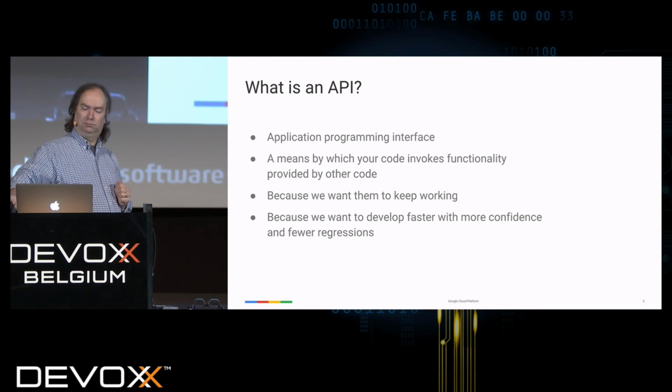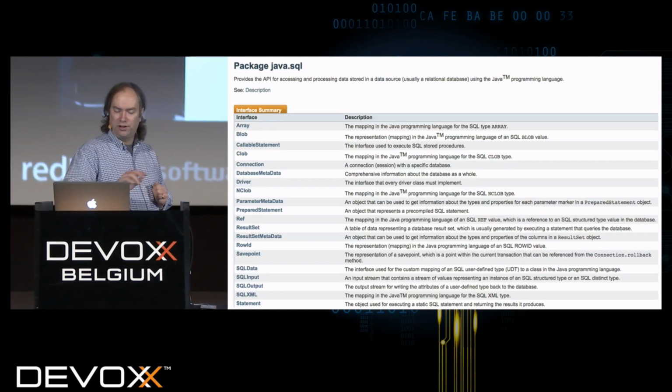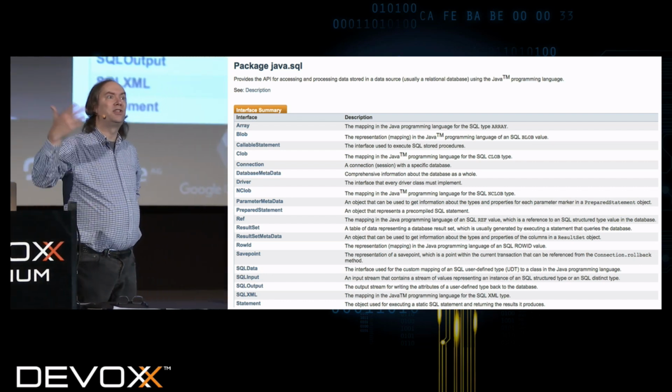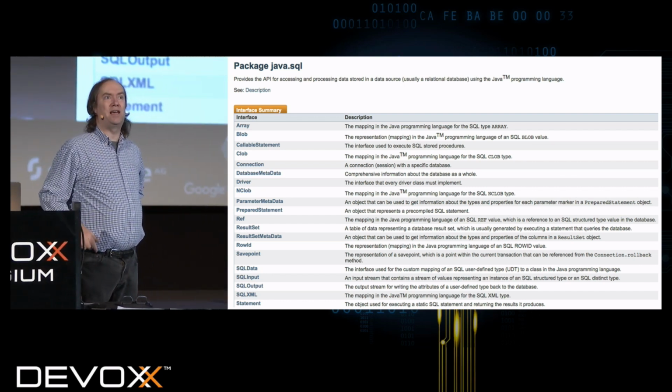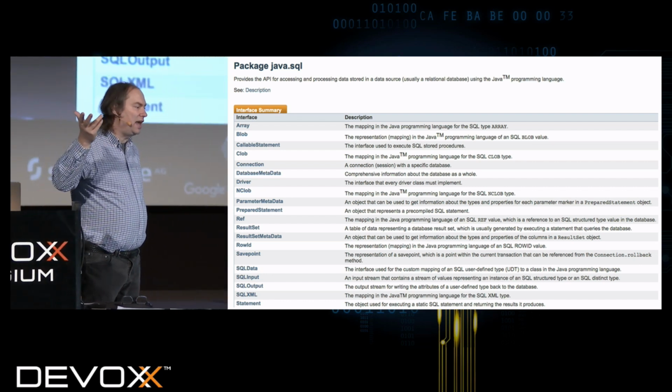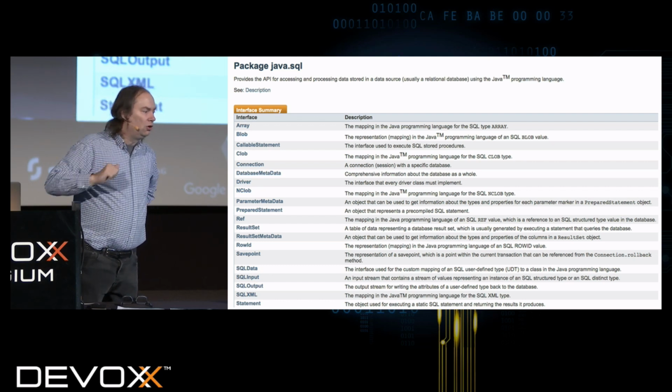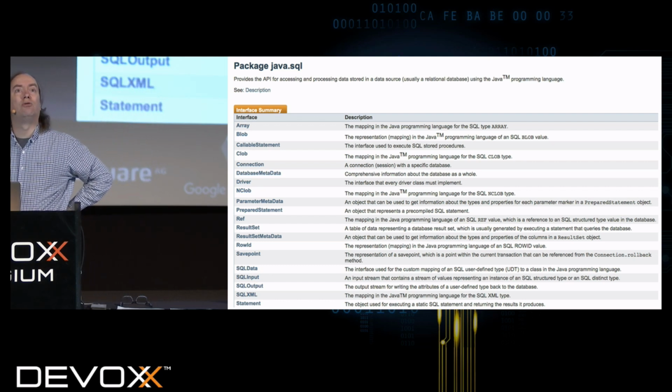And okay, those last 2 points shouldn't be there. So here's one example of an API I'm sure many of us have seen. This is part of the JDBC API that's part of the standard JDK, as seen in the API documentation or JavaDoc. This is the java.sql package.